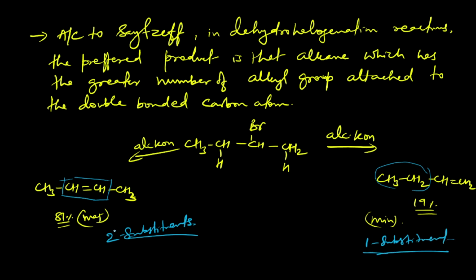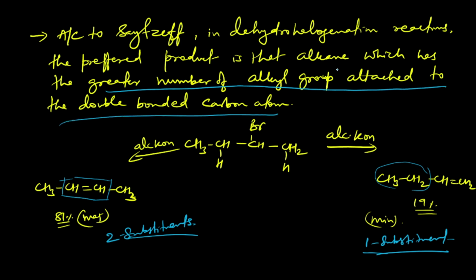So here one alkyl group, here two alkyl groups, and as per Saytzeff rule, that alkene which has the greater number of alkyl groups attached to the double bonded carbon will be the major product, the preferred product, right? So that's why this is the major product. But actually what is happening, why is this a major product and why are these two substituents only we are taking?